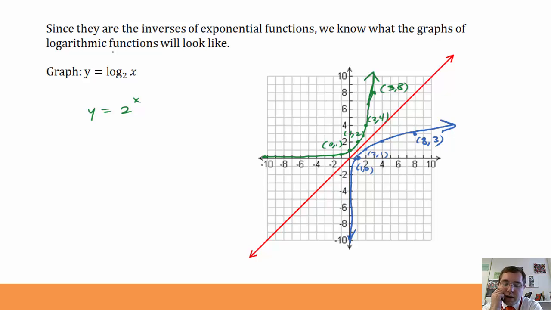Symmetric about the line y equals x, that red line. Those are mirror images of each other across that line. They are reflections of each other across that line.